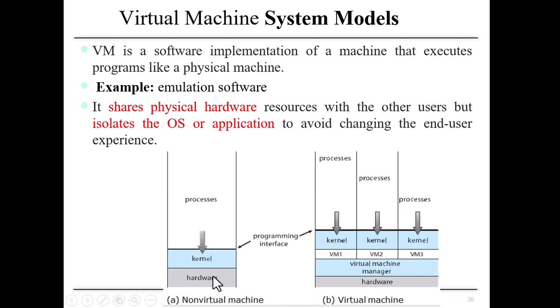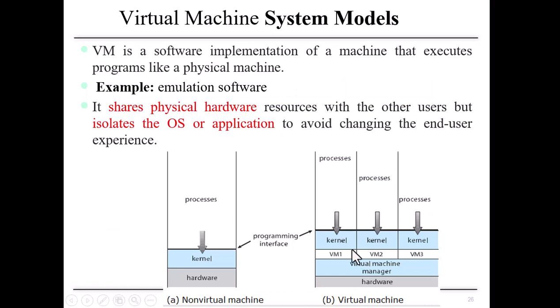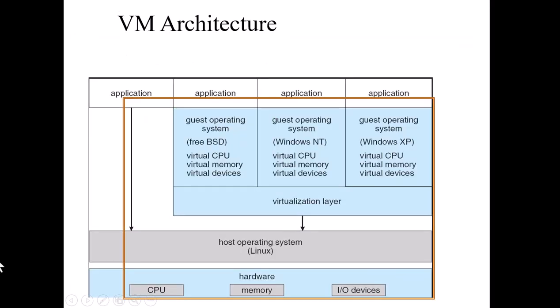This is a non-virtual machine which has only one hardware, one operating system kernel, and one process. Here the process is distributed virtually. So you can see here the layer-based approach is adopted. So these are the different layers you can see. We have different applications installed for different users, which include Windows XP, Windows NT, and other Windows, virtual CPU here, virtual memory, virtual devices. So each virtual application consists of virtual CPU, memory, and other devices.